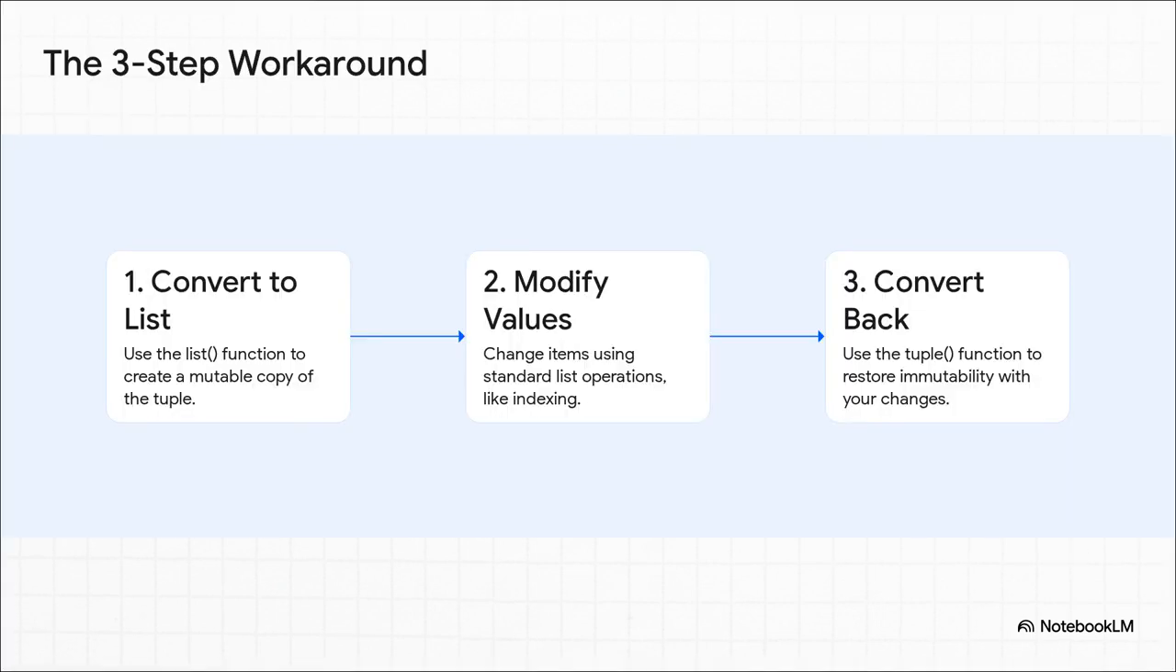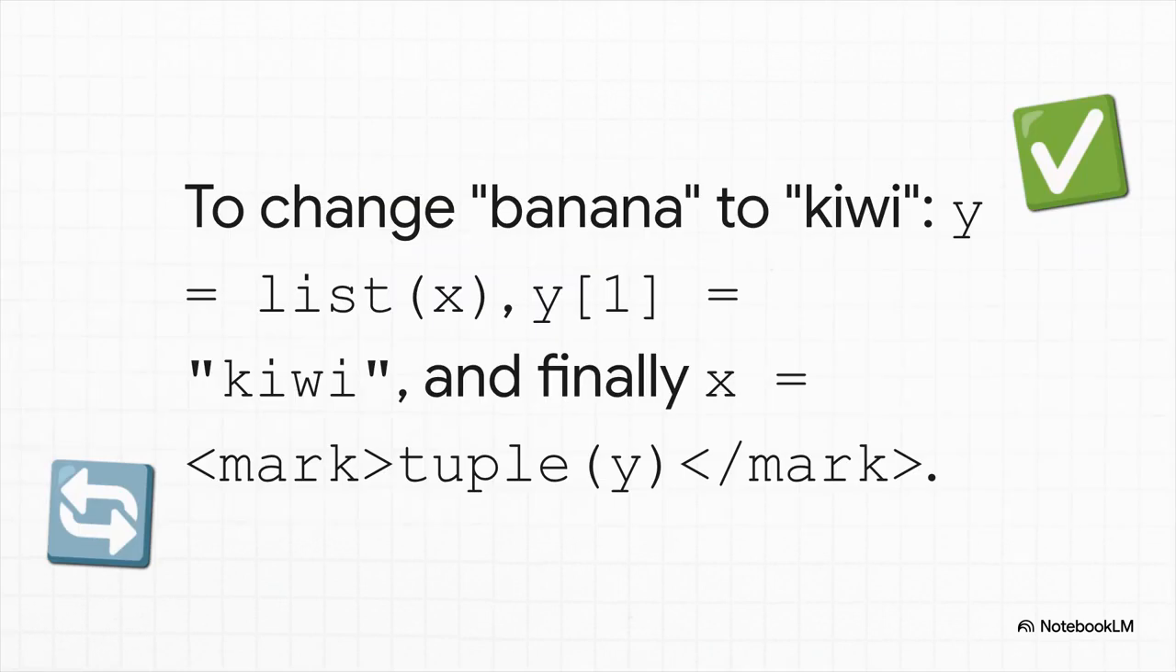And here's the solution, and believe me, it's as simple as 1, 2, 3. First, you change the tuple into a list. Second, you make all the changes your heart desires because lists are totally changeable. And third, you just convert that list right back into a tuple. It's like a quick costume change for your data. Let's see exactly how that works.